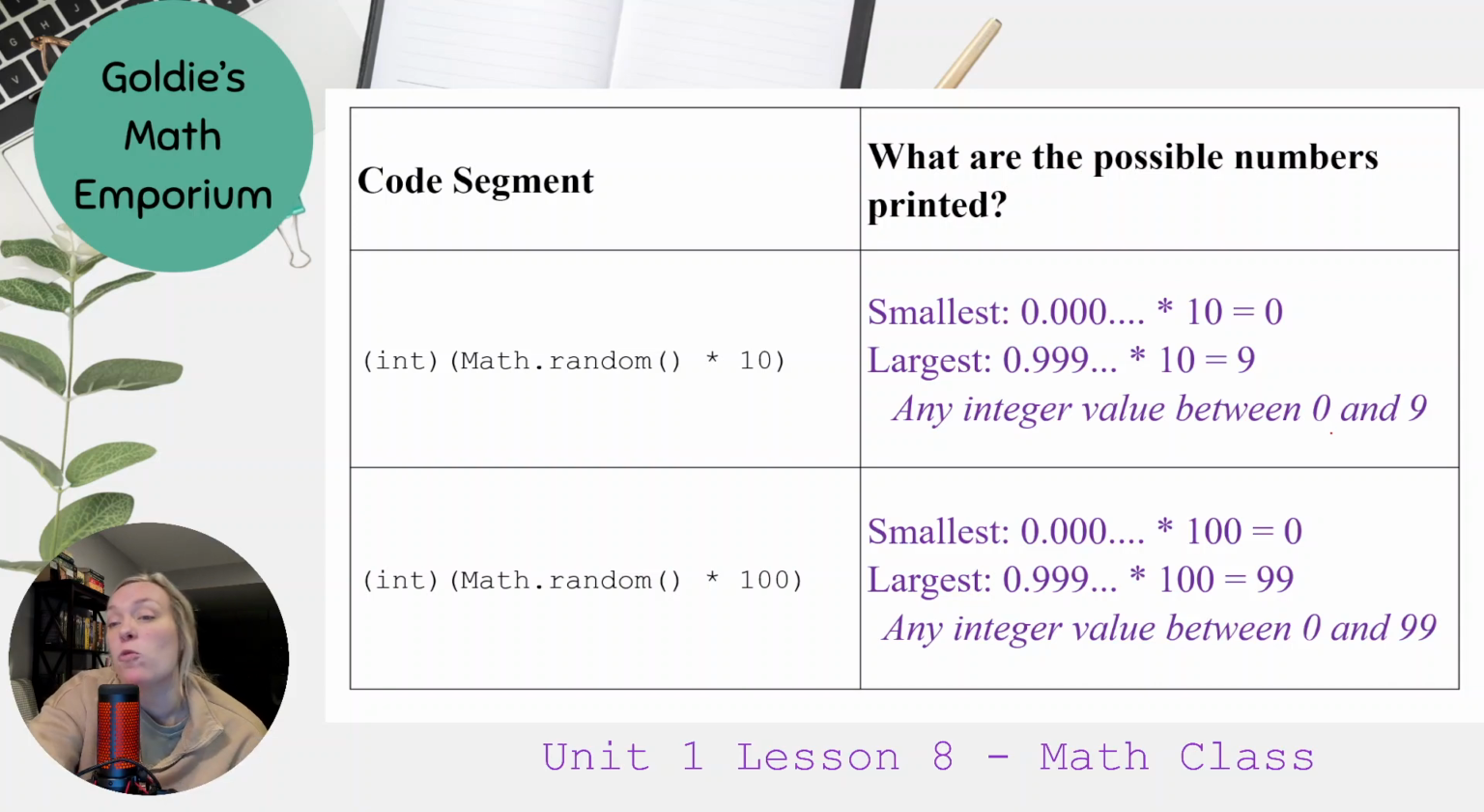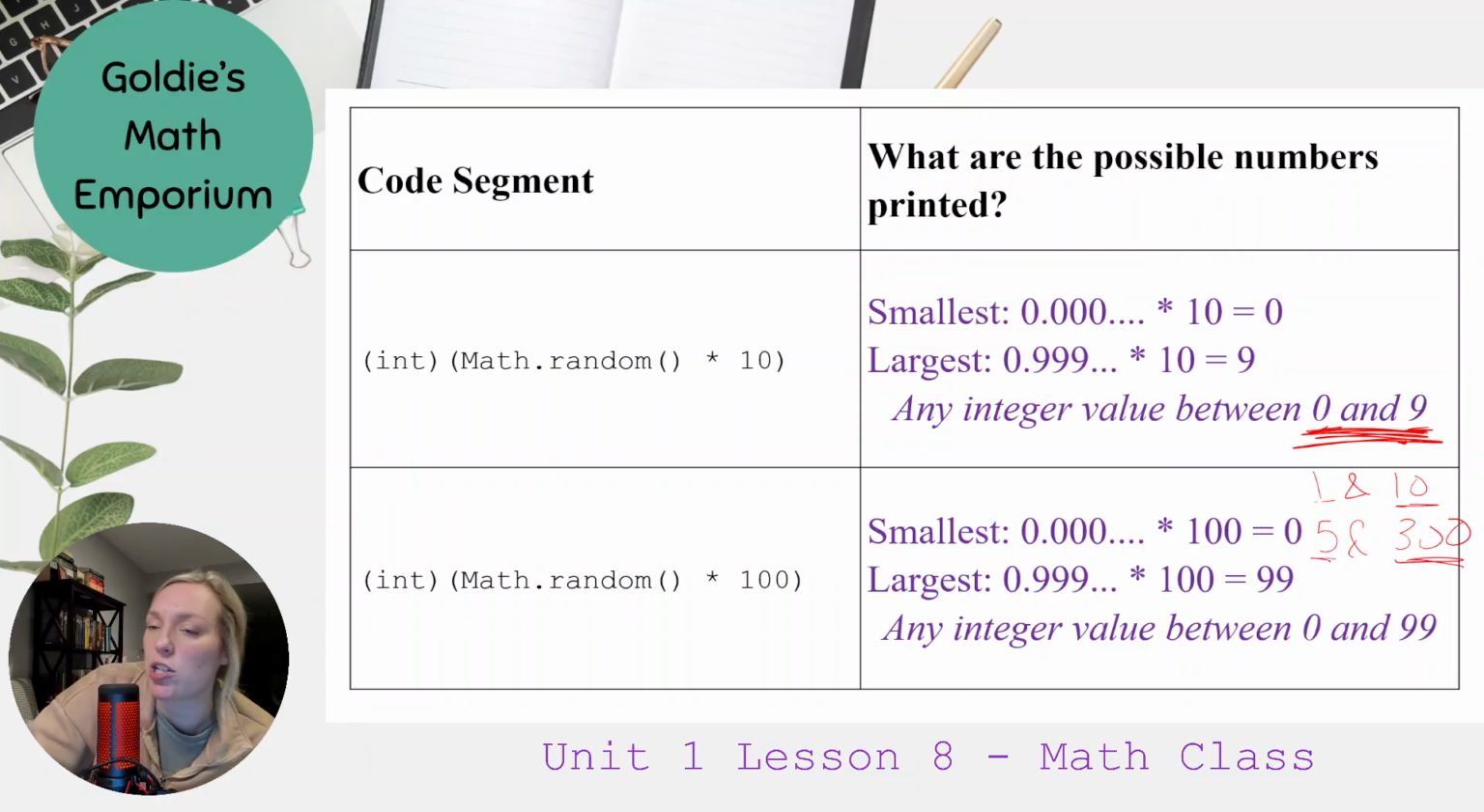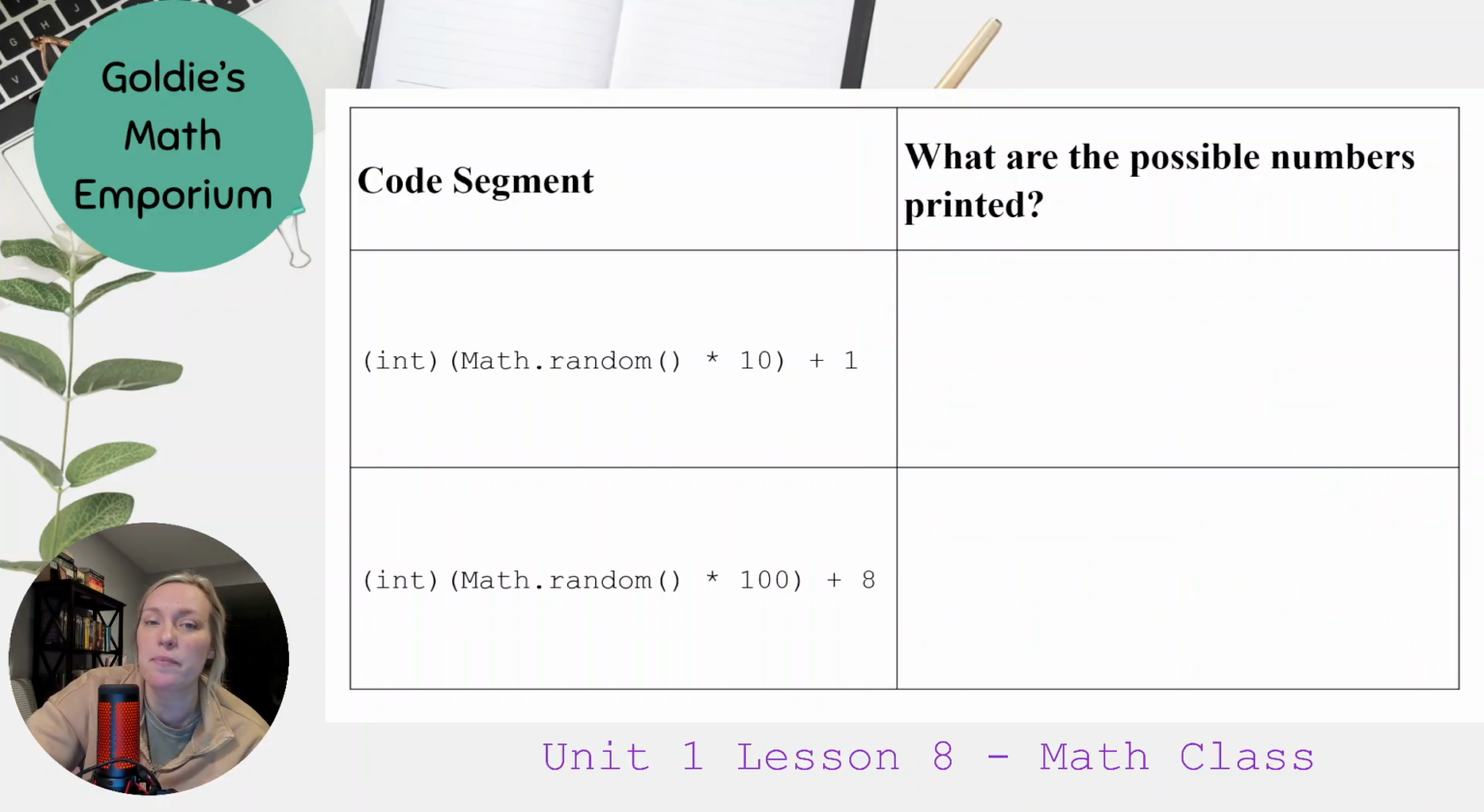Now from there, what if I don't want to start from 0? If I write a program and I want a random number between 0 and 9, great. What if I don't want it between 0 and 9? What if I want it between 1 and 10? Or 5 and 300? What happens if you don't want it to start at 0, and what happens when we want it to go up to a certain value? That's where we add on.